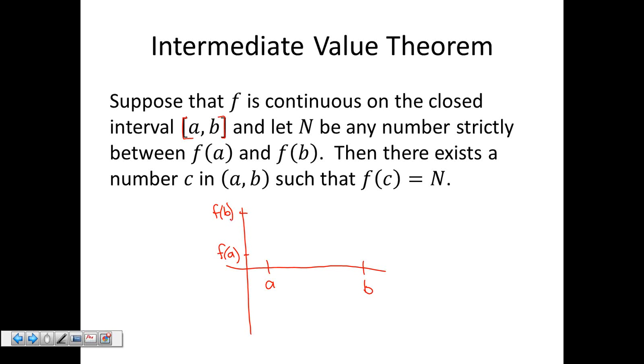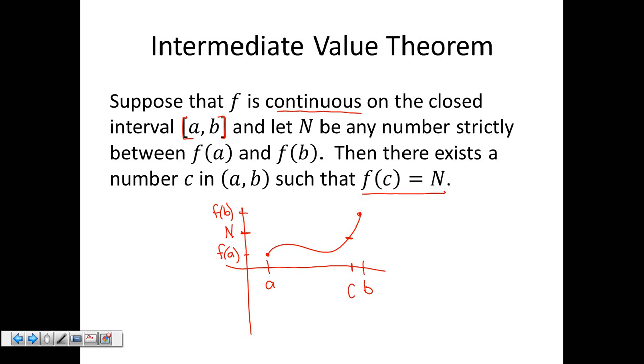Now these are just y values. Means that when I plug in A, this is the number I get out. When I plug in B, this is the number I get out. If n is between f of A and f of B, well, if I have to get from here to here in a continuous fashion, because it's a continuous function, so no matter how I get there, at some point I have to pass through n, that's a y value, and I have to pass through it between A and B. So there has to be some c value where f of c equals n.